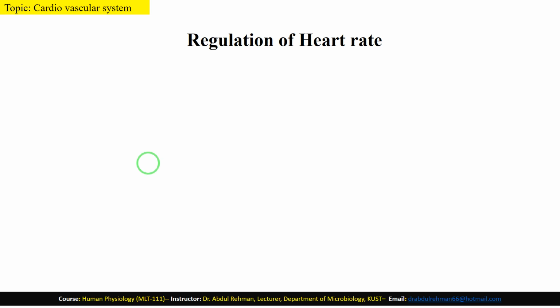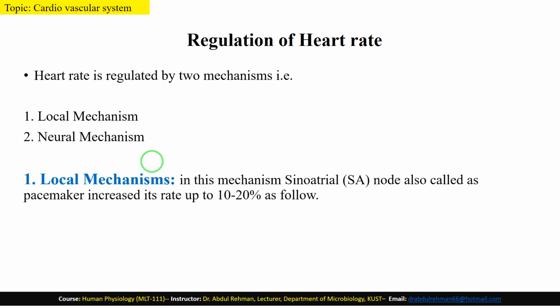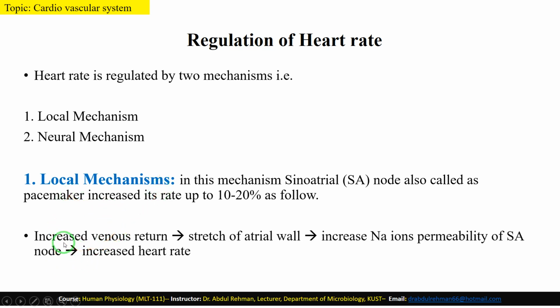Regulation of heart rate. Different mechanisms are involved to regulate the heart rate. These include local mechanism and neural mechanism. In the local mechanism, the sinoatrial node, also called the pacemaker, that is located in the center of the heart, increases its rate by up to 10 to 20% as follows. How? What types of mechanisms are involved? First, the venous return is increased.